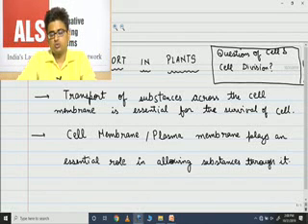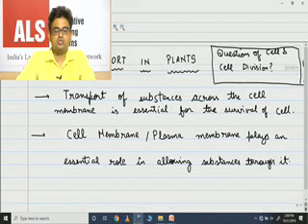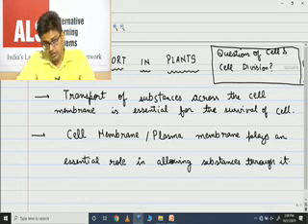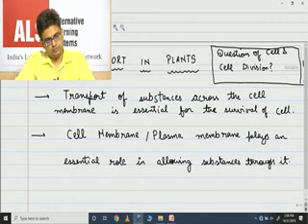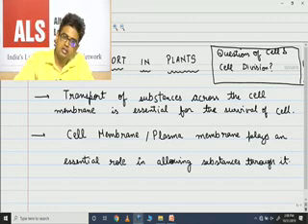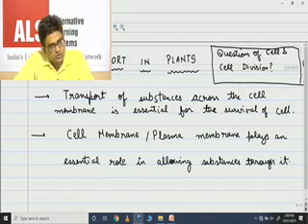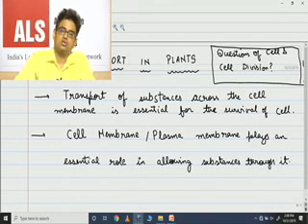So the number of chromosomes in meiosis 1, after anaphase 1 comes telophase 1, will be reduced to half. And it will remain half in meiosis 2 also. It will not become 1/4. It will become 1/2 at the end of meiosis 1, and after meiosis 2 also it will remain 1/2.